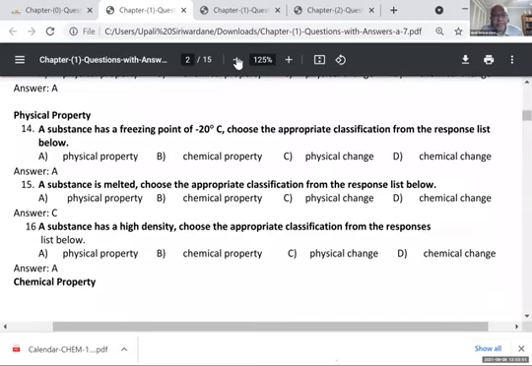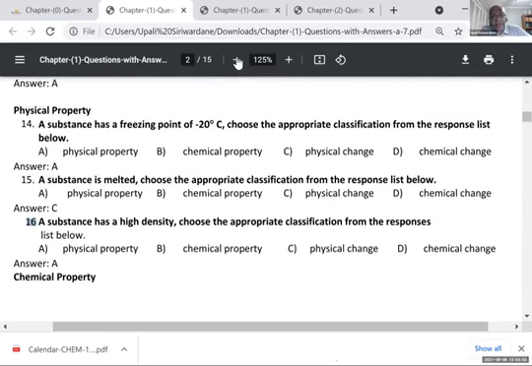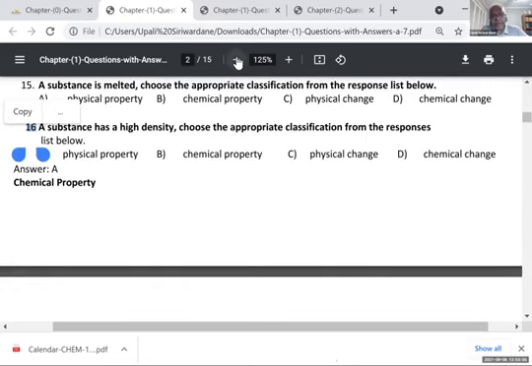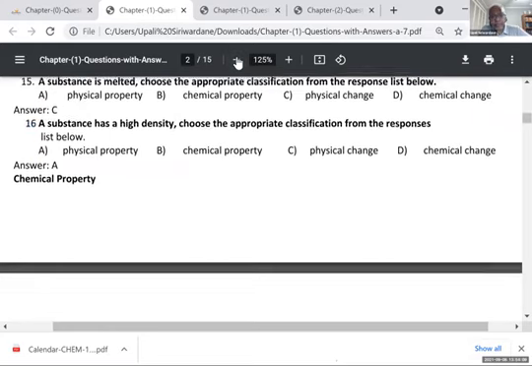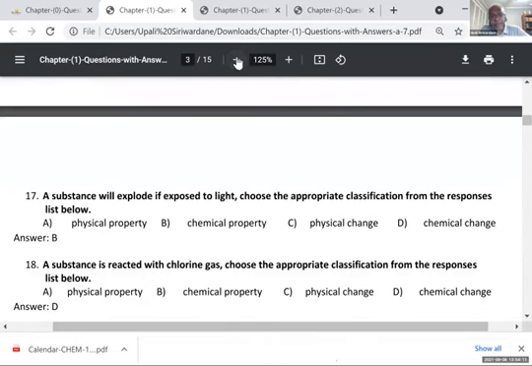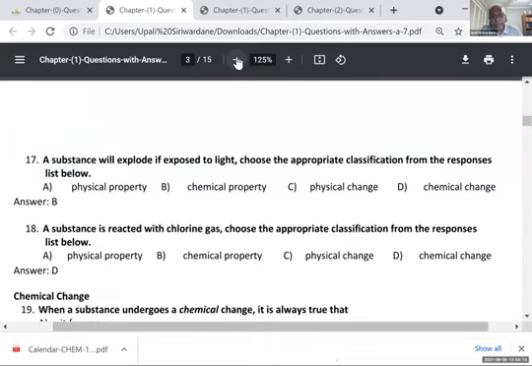A substance is melted. Choose the appropriate classification of the responses. Melted is a physical change. C. A substance is high density. It's a physical property, high density. Changes are about change of states. Physical properties are like density, melting point, boiling point, viscosity, and all that.